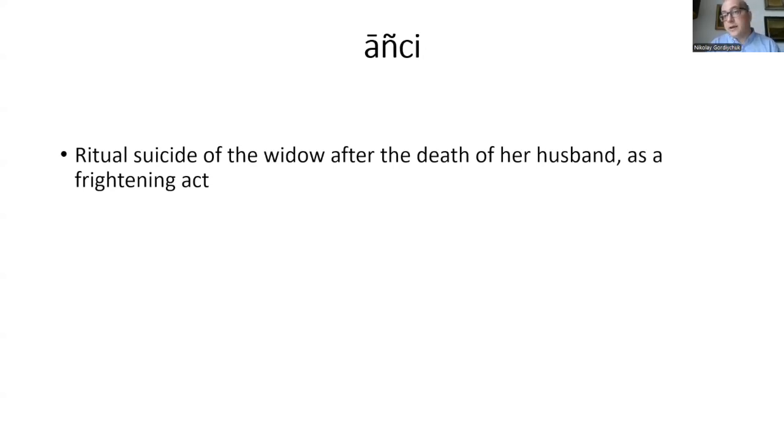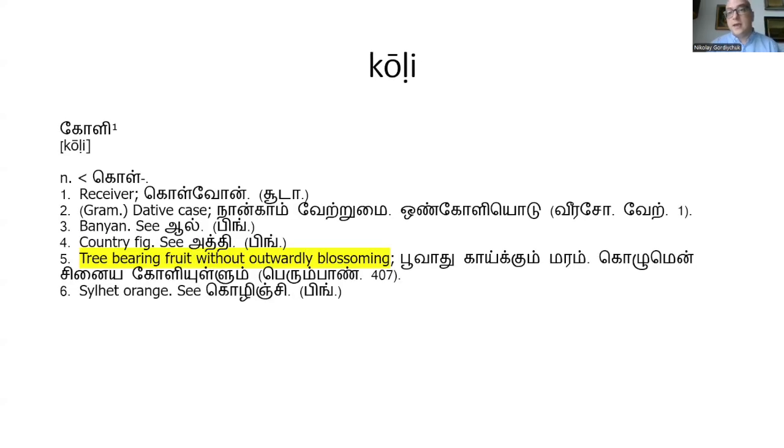So another example of why it is important to see the etymology of these words is koli, which is, according to the Tamil Lexicon, could be receiver, dative case, as I mentioned, then banyan, counterfeit, and number 5 is tree bearing fruit without outwardly blossoming, which is very fascinating. I mean, what a strange meaning. You would like to read why.